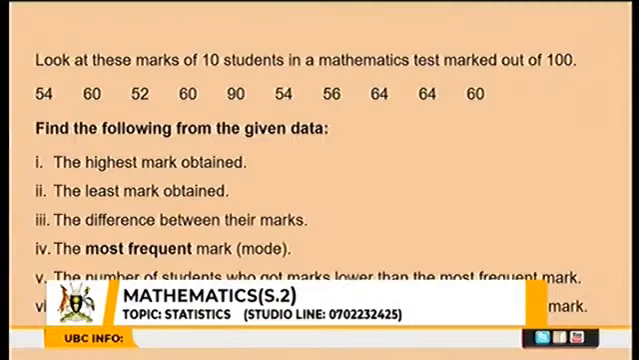We have the marks of 10 students in a mathematics test, which is marked out of 100. So those are the marks. From that data given, you're required to find the highest mark obtained, the least mark obtained, the difference between the marks, the most frequent mark, which is our mode, the number of students who got marks lower than the frequent mark, and the number of students who got marks higher than the frequent mark. So we are waiting for your submissions.